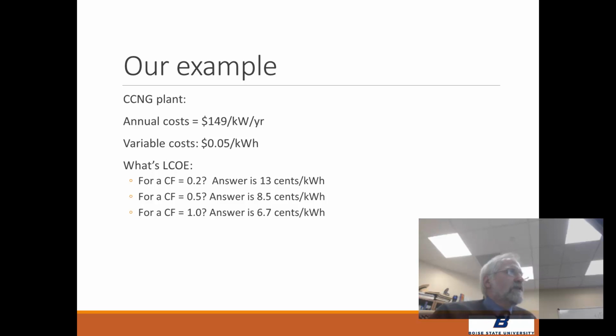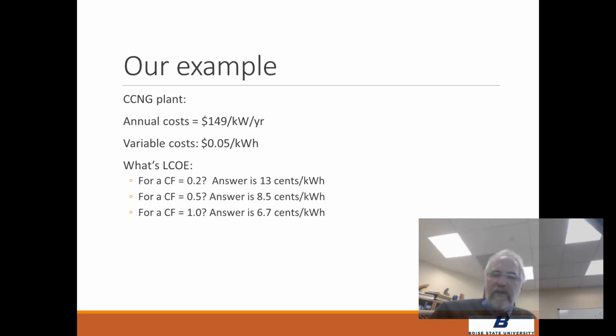Okay, so let's look at an example. We had that combined cycle natural gas plant, calculated a fixed charge rate, multiplied that times my capital cost. So I end up with this $150 per kilowatt of capacity per year. My variable costs are 5 cents per kilowatt hour. So what's the levelized cost of energy? I'm asking you to look at this for 3 different capacity factors: one at 0.2, one at 0.5, and 1.0.